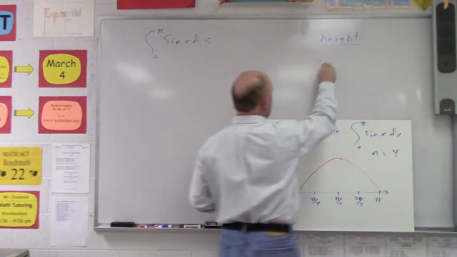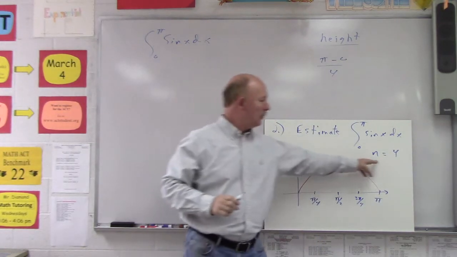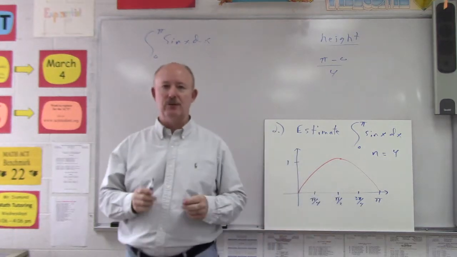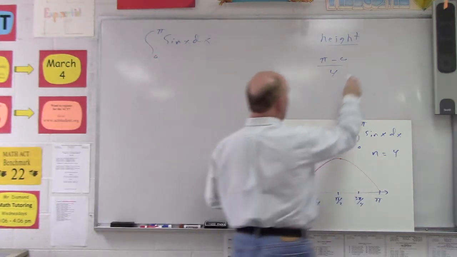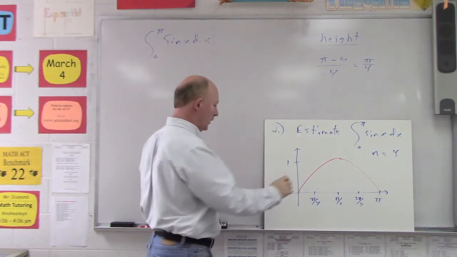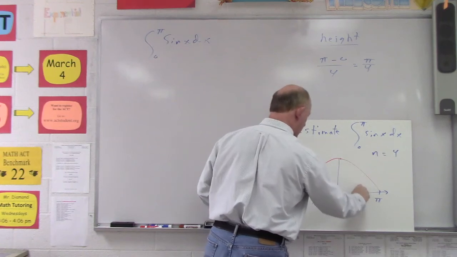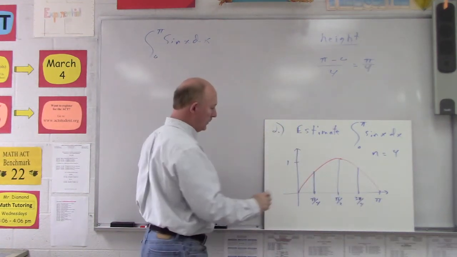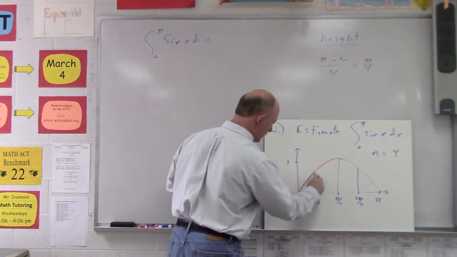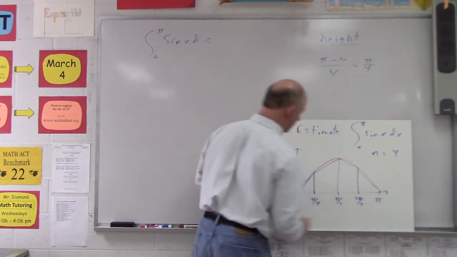If we get our height, this will be pi minus 0 divided by 4. So with n equals 4, that means we're going to use 4 trapezoids again. So the height here is going to be pi over 4. If you look at your trapezoids, this is it, like this right here.